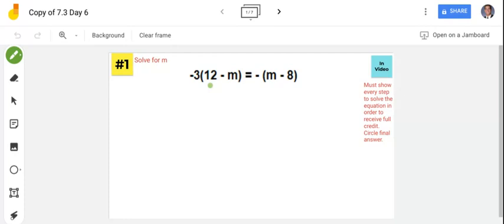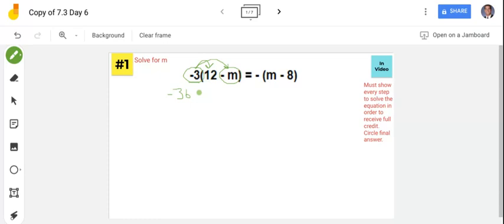-3. So I'm going to go -3, rainbow 12. That means -3 times 12, which is -36, right? Then I have -3 times this term. Now, be very careful here. When you have a -3, a negative number, times a negative term, this is -3 times -m. So a negative times a negative we know is a positive. So I must put a plus sign.